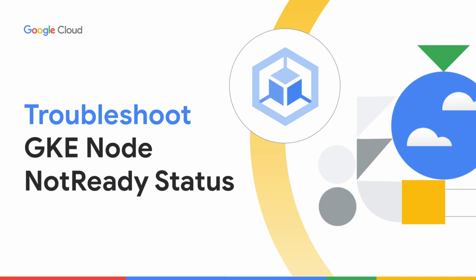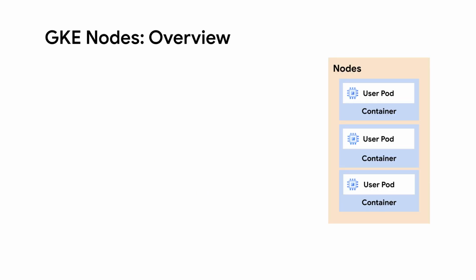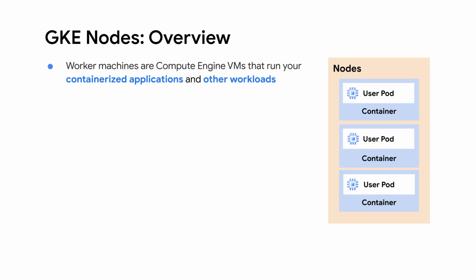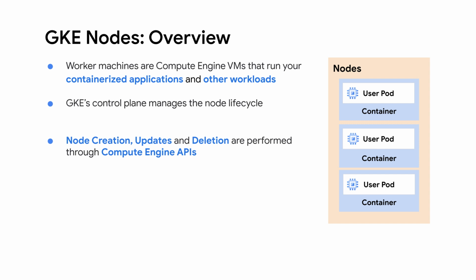In this video, you will learn how to troubleshoot and resolve Node NotReady state in a Google Kubernetes Engine, or GKE, cluster. Before we jump into troubleshooting, let's review how GKE nodes work. A GKE cluster consists of worker machines, or Compute Engine VMs, referred to as nodes, which run your containerized applications and other workloads. The GKE control plane manages the node lifecycle, such as automatic upgrades, repairs, health checks, and node auto scaling. Creating, updating, and deleting nodes is done through Compute Engine APIs.